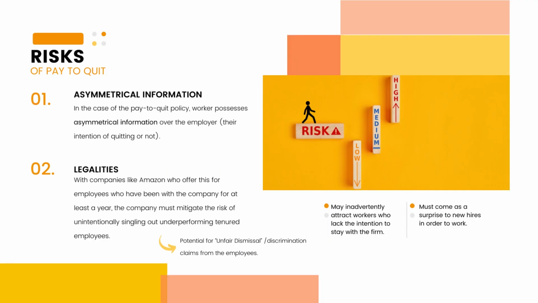While there are benefits of the pay to quit policy that these companies are implementing, there are risks too. One of the most pressing risks involves something called asymmetrical information. As stated before, asymmetrical information is when one party possesses more information than another party. In many cases, asymmetrical information can be used to take advantage of the other person or people involved who possess less information. In the case of the pay to quit policy, oftentimes the worker possesses asymmetrical information over the employer, especially when it comes to the intention of quitting or not quitting.